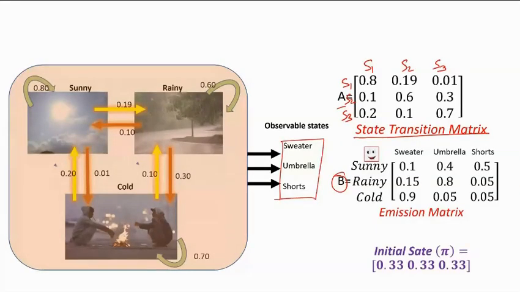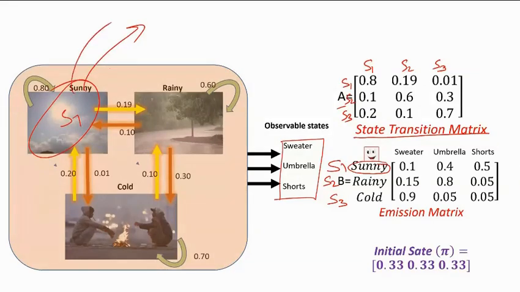Observable states when you are in a certain state. Say sunny is my S1 state, rainy is S2 state, and say cold is S3. So when my system is in the sunny state, S1, what will it emit as the observable variable? We have three observables: sweater, umbrella and shorts. The chances are given in this table.